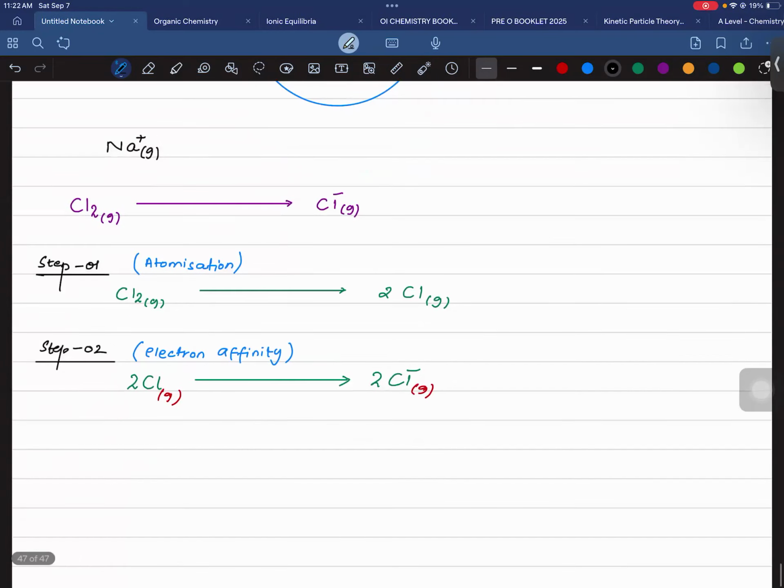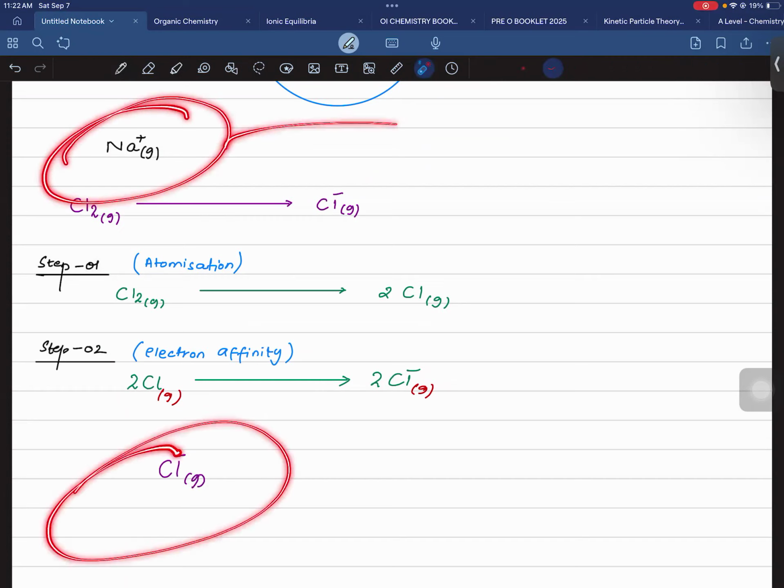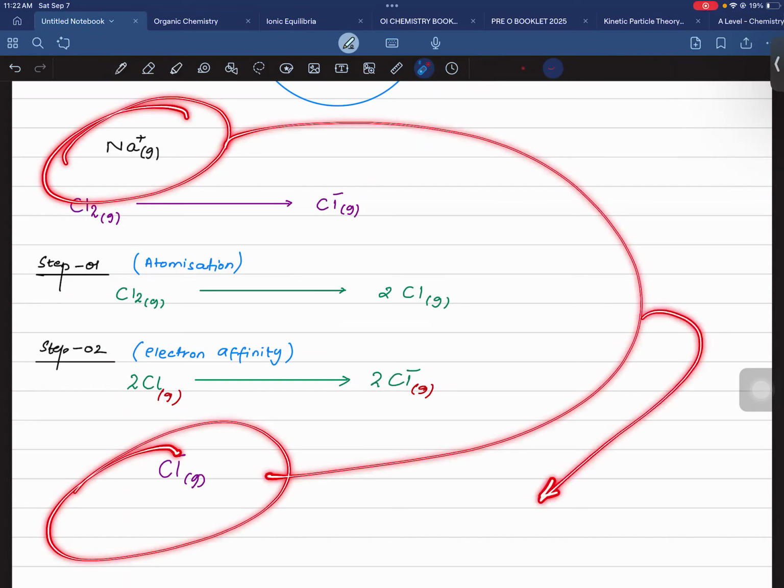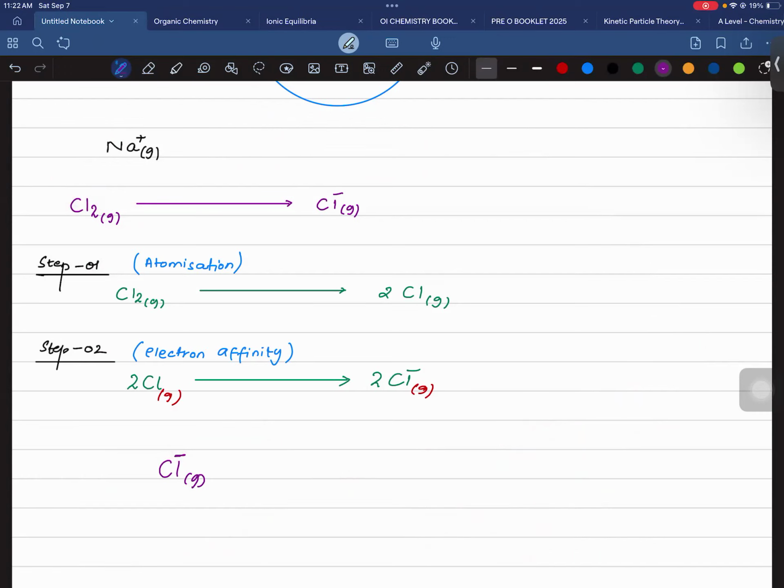Okay, so now Cl minus is ready. They will be combining with each other to form sodium chloride solid. The energy that is released would be called lattice energy. Okay, so in this way we would be making ionic compounds, right?